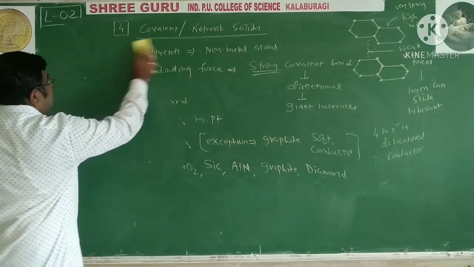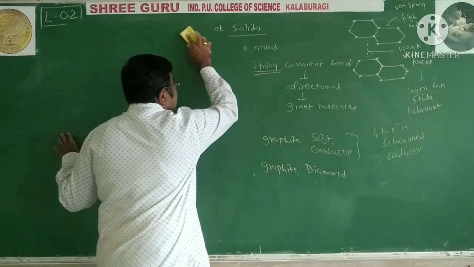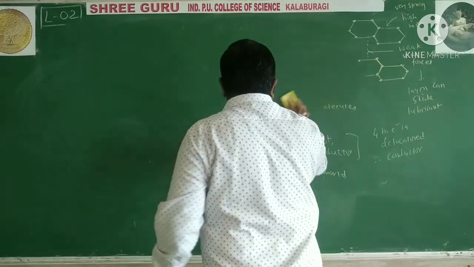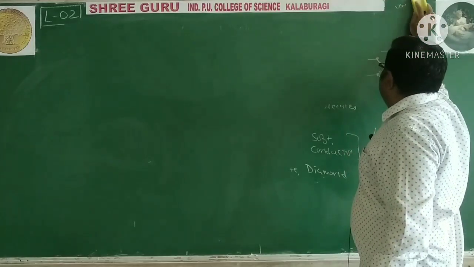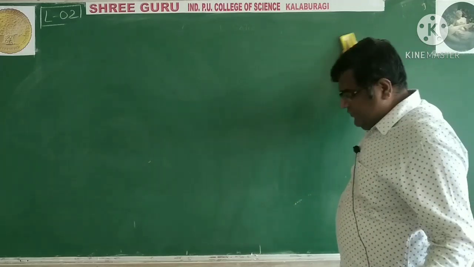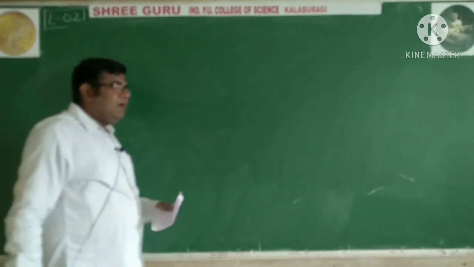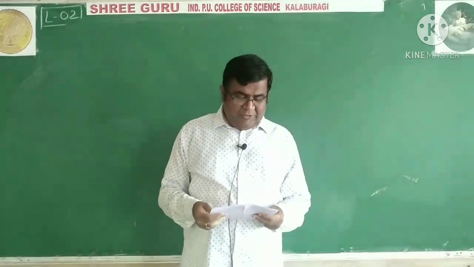Now we have to solve some questions based on it. There are 3 types of questions: in-text question, exercise question, and solved question. We have a list of those questions. I will just read the question and the answer, and whenever we need to write, I will write on the board.